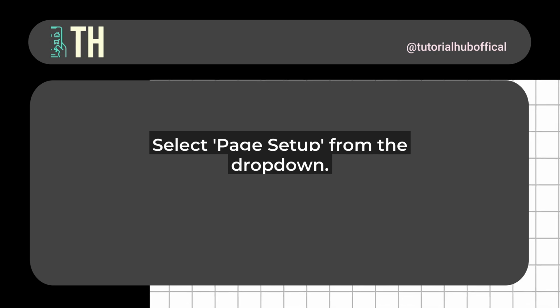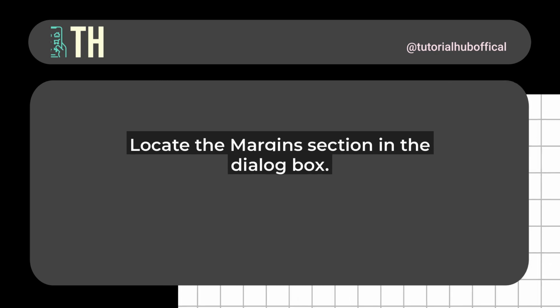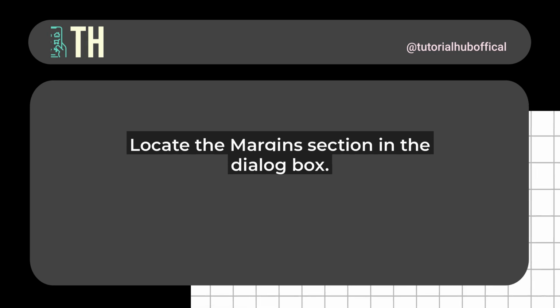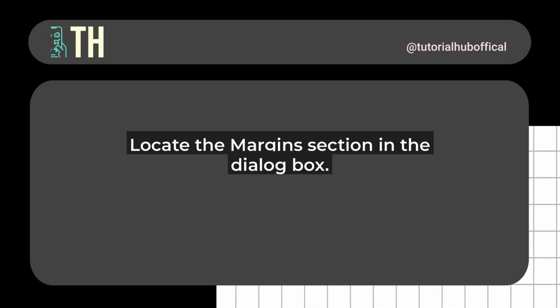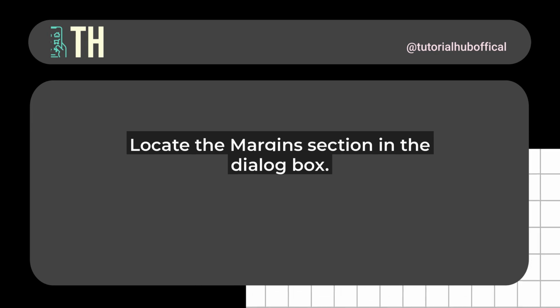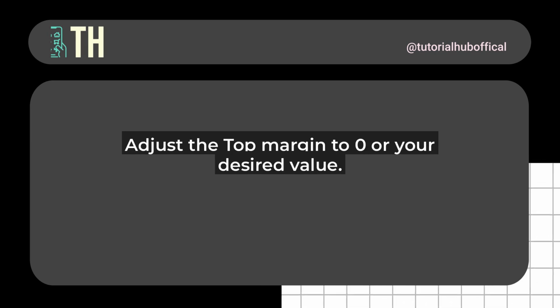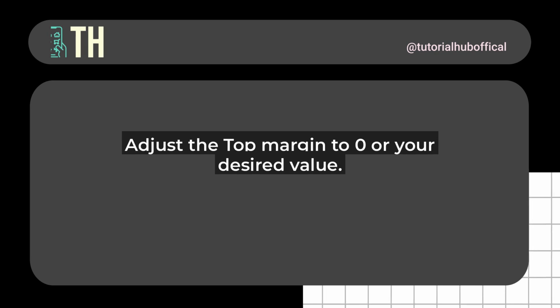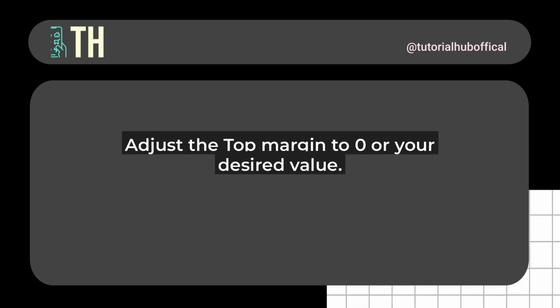In the Page Setup dialog box, you'll see options for margins, paper size, and orientation. Look for the Margins section, where you'll find fields for top, bottom, left, and right. By default, the top margin might be set to something like 1 inch. Simply click into the top field and change it to 0 or whatever value you prefer. Remember, a 0 margin will remove it entirely, but make sure it fits your needs.